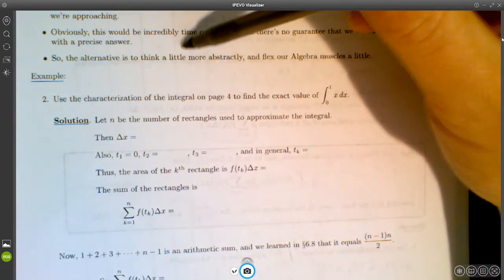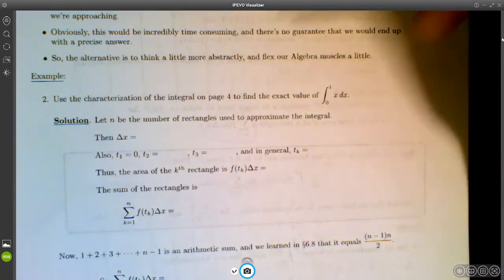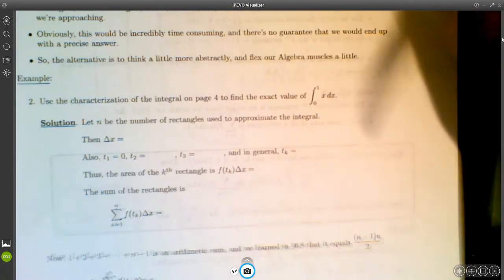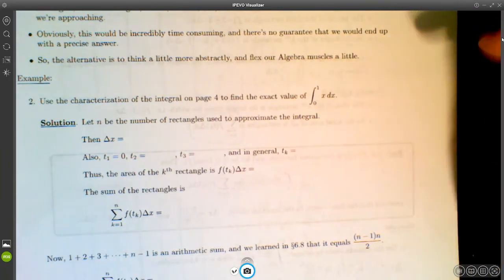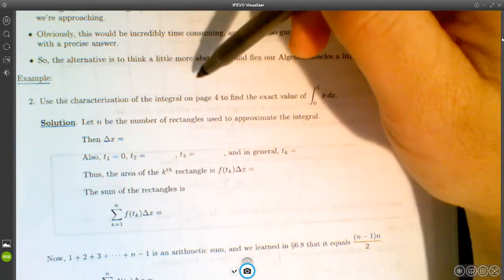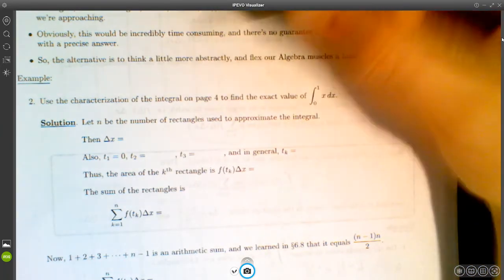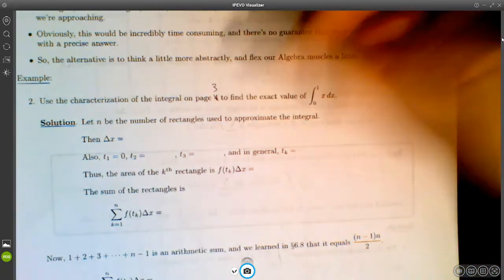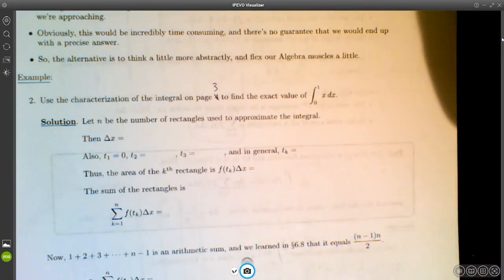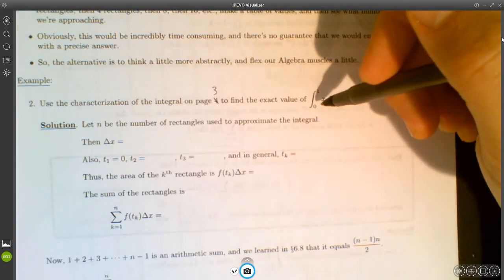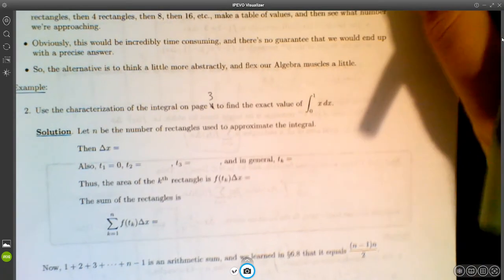you're approaching. So the alternative is to think a little bit more abstractly and flex our algebra muscles a little bit, okay? So we're going to do this with a very simple function, just x, right? So we're going to use the characterization of the integral on page 3, on the previous page, to find the exact value of this integral, the integral from 0 to 1 of x dx. This is something that we could do easily by hand with a little bit of geometry, but I just want to show you that the formula works, right?